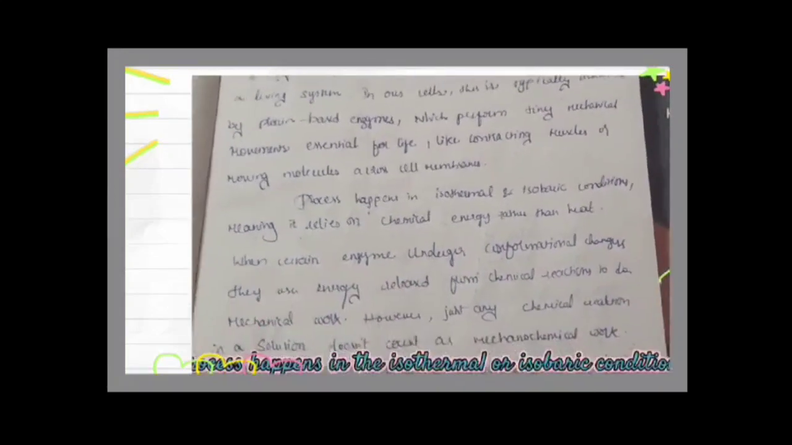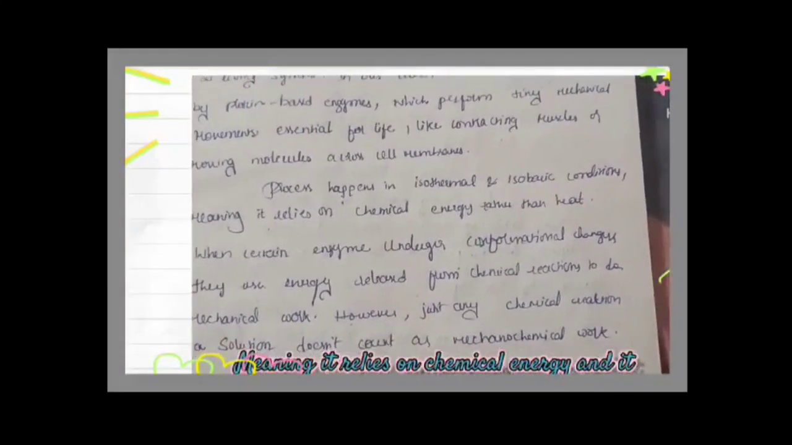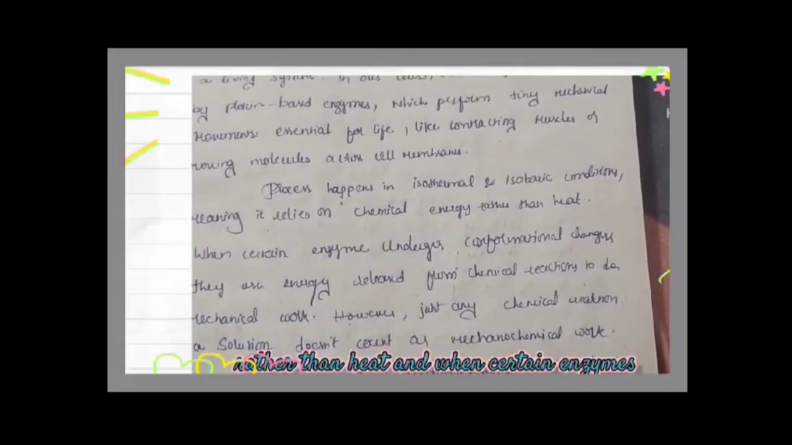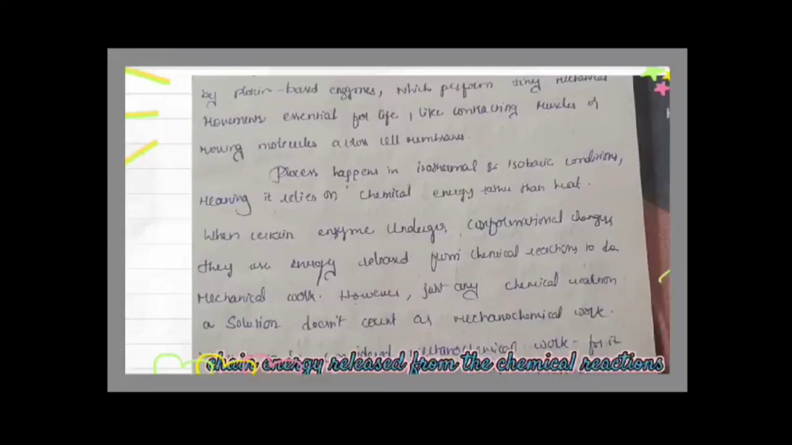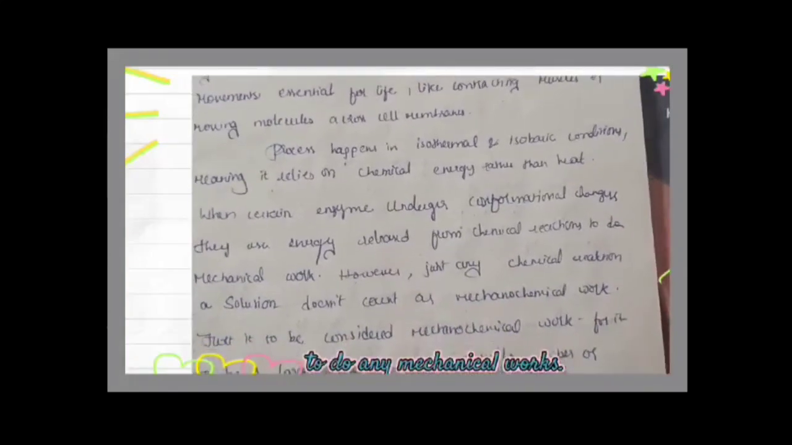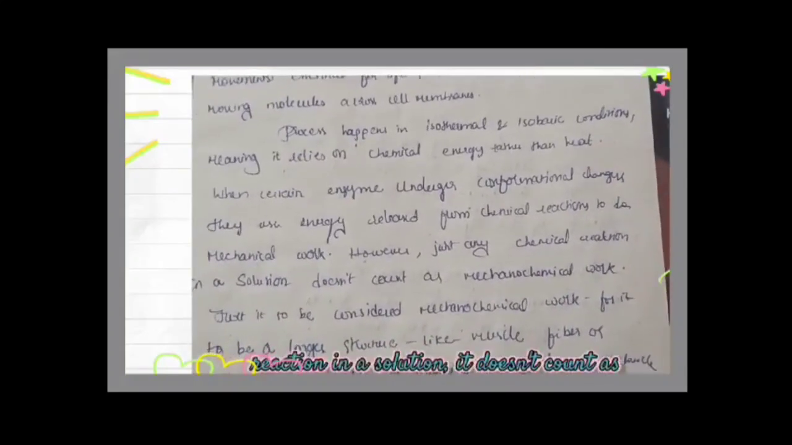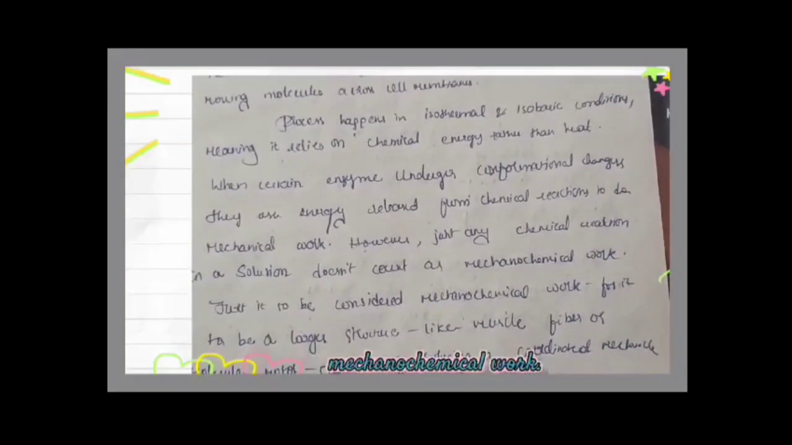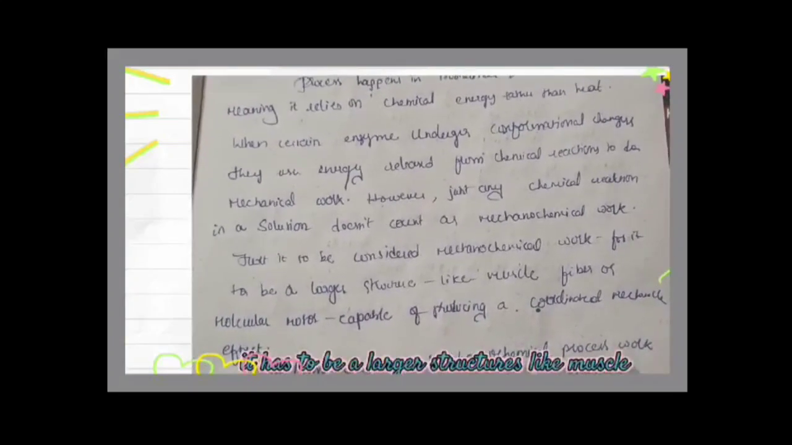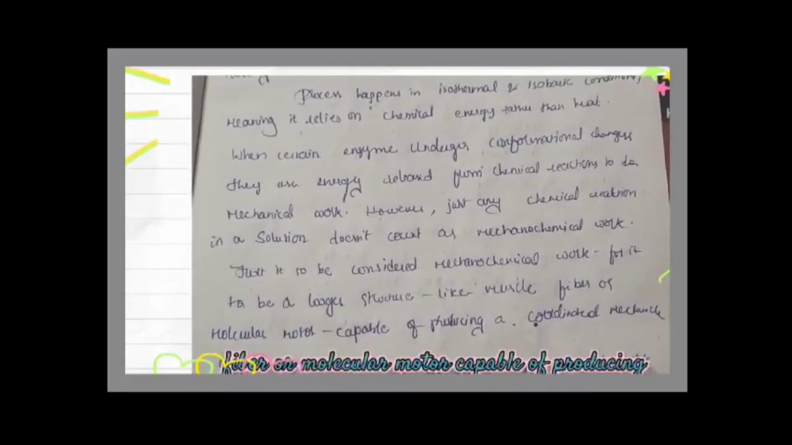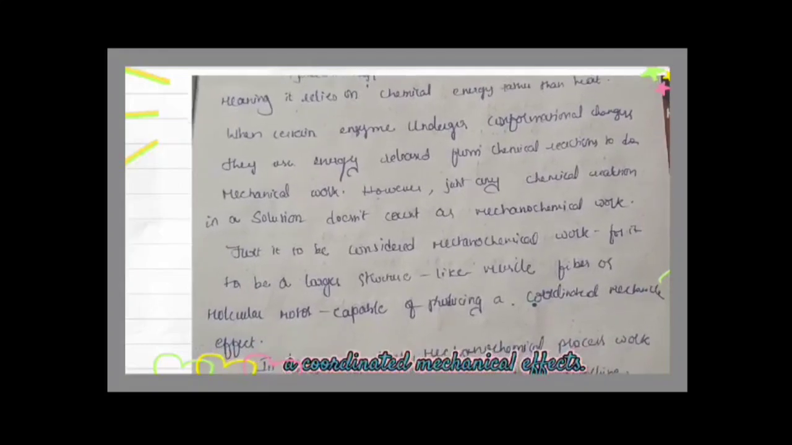This process happens in isothermal or isobaric conditions, meaning it relies on chemical energy rather than heat. When certain enzymes undergo conformational changes, the energy released from the chemical reactions is used to do mechanical work. However, just any chemical reaction in a solution doesn't count as mechanochemical work. For it to be considered mechanochemical work, it has to involve larger structures like muscle fibers or molecular motors capable of producing a coordinated mechanical effect.